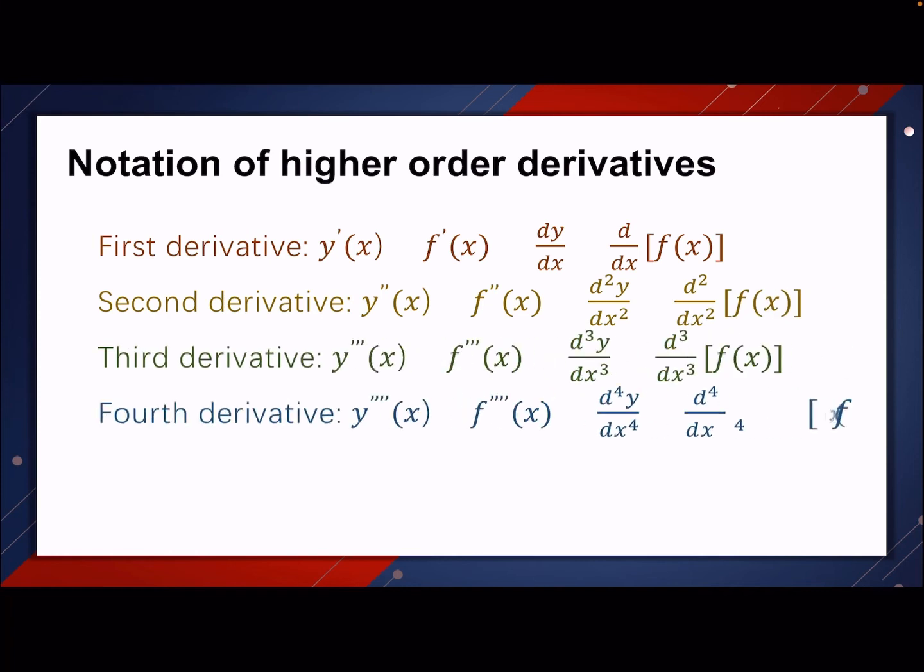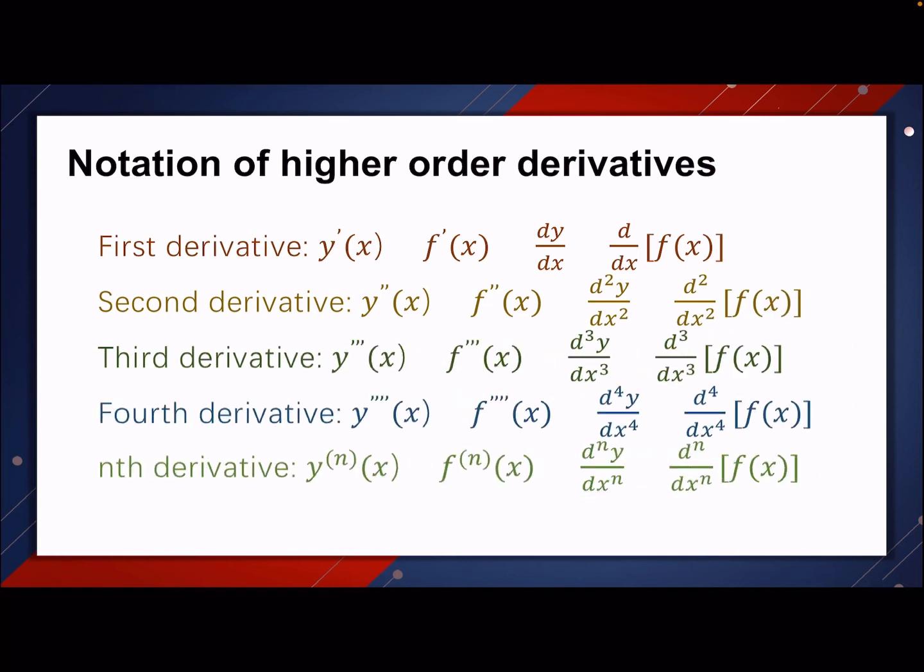The notation of higher order derivatives. So we can take the derivative of a normal function and the result is a first order derivative. When we take the derivative of the first order derivative, we get the second order derivative. So using this way we can get the n times derivative.